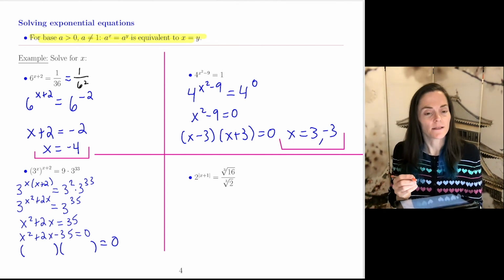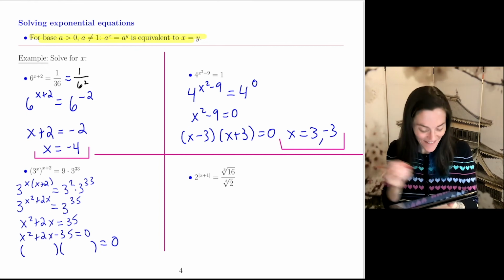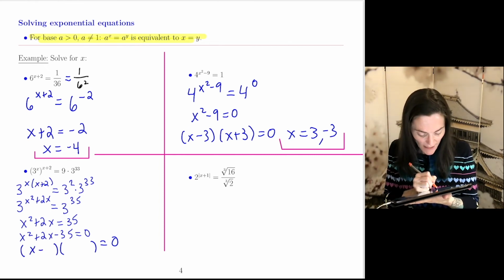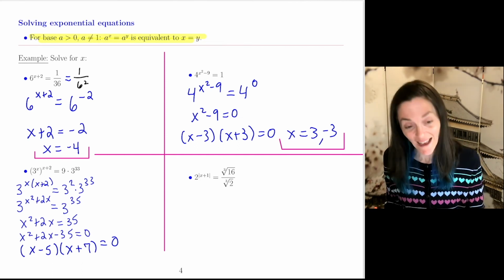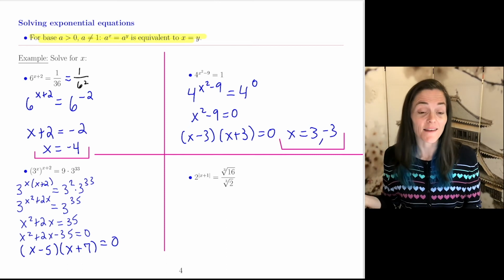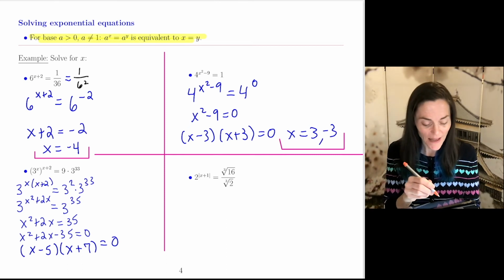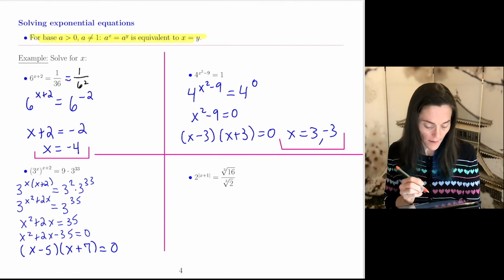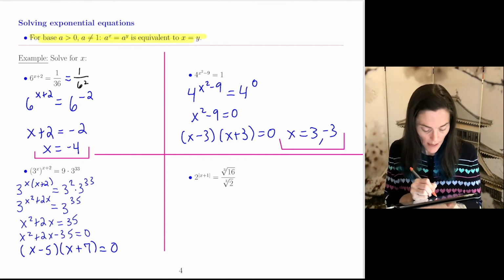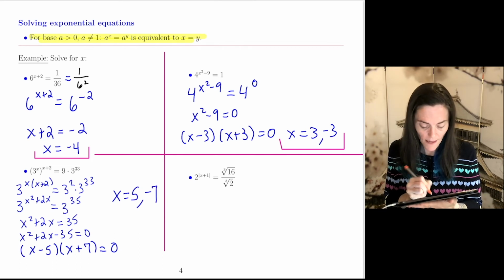How about negative 5 and 7? So let's do x, we'll check, minus 5 and x plus 7. Multiply minus 5 and 7, we have negative 35, and add them, we have positive 2. And so this works very nicely. Well, now I can just write down my answer. I get that x is 5 and negative 7.